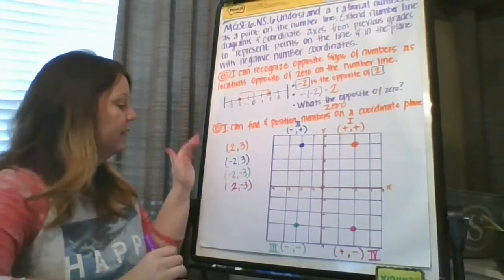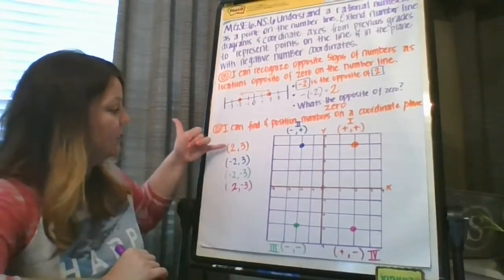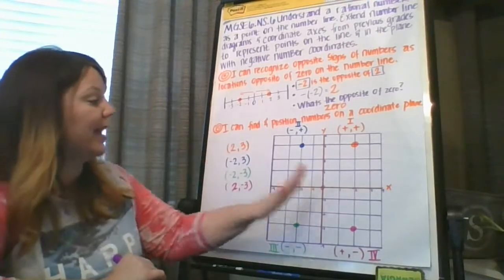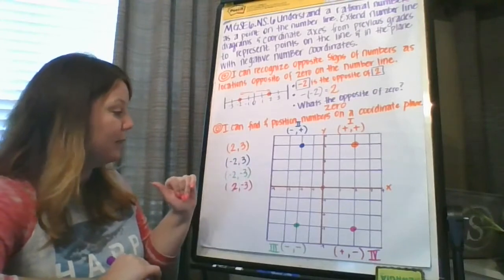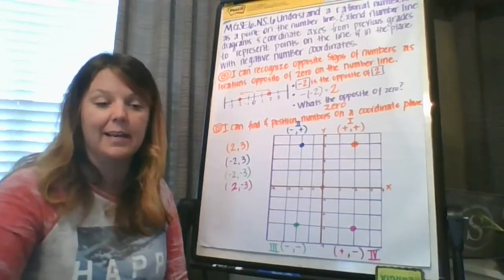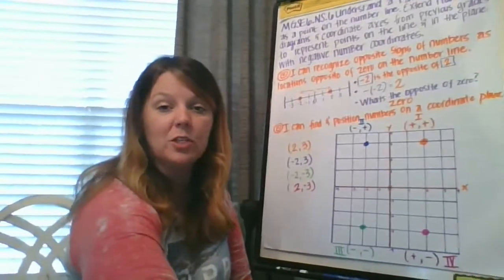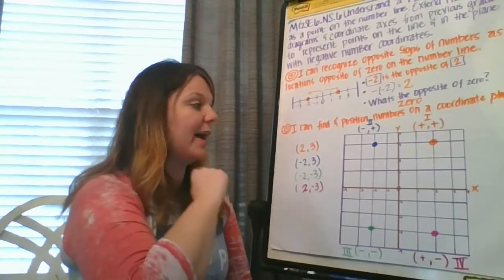This is basically how this number moves around based on the positive and negative signs. They are all essentially opposites. Negative 2 is the opposite of 2, so it's a reflection across the axis. Negative 3 is the opposite of 3, so it causes a reflection across the axis. Essentially, you just need to know how to plot those points based on their signs on a coordinate grid.